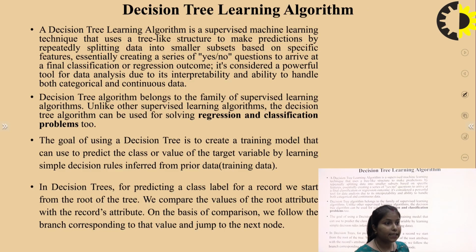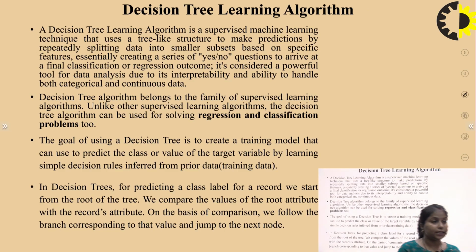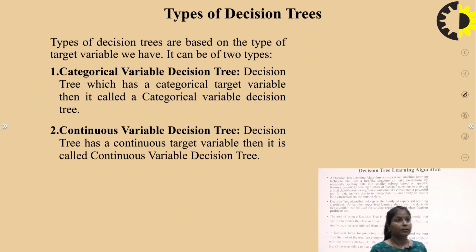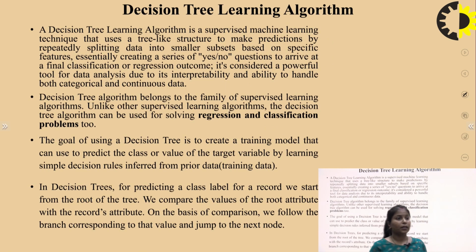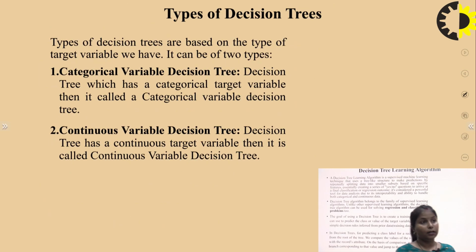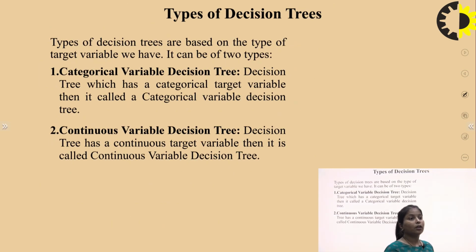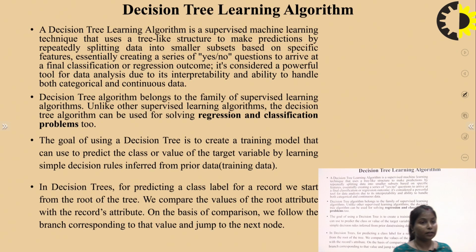So, decision tree learning algorithms. Basically, a decision tree learning algorithm is of two types: categorical variable decision tree and continuous variable decision tree. A decision tree learning algorithm belongs to the supervised learning algorithms. Unlike other supervised learning algorithms, the decision tree algorithm can be used for solving regression and classification problems too.